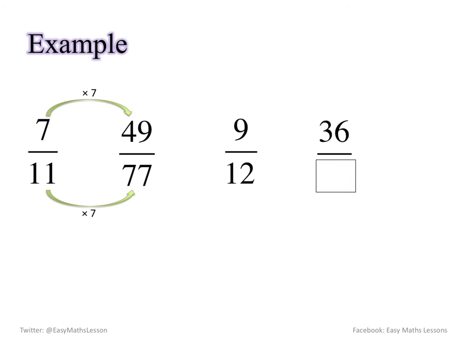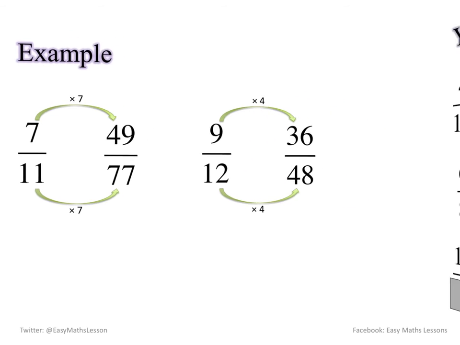Another example may look like this. And this time I don't have the 2 denominators, but I do have the 2 numerators. So I can say, well, actually, 9 goes into 36. Well, it goes in 4 times. So whatever I do at the top, I must do at the bottom. So I must do 12 times 4. 12 times 4 is 48, and therefore 9/12 is the same as 36/48.